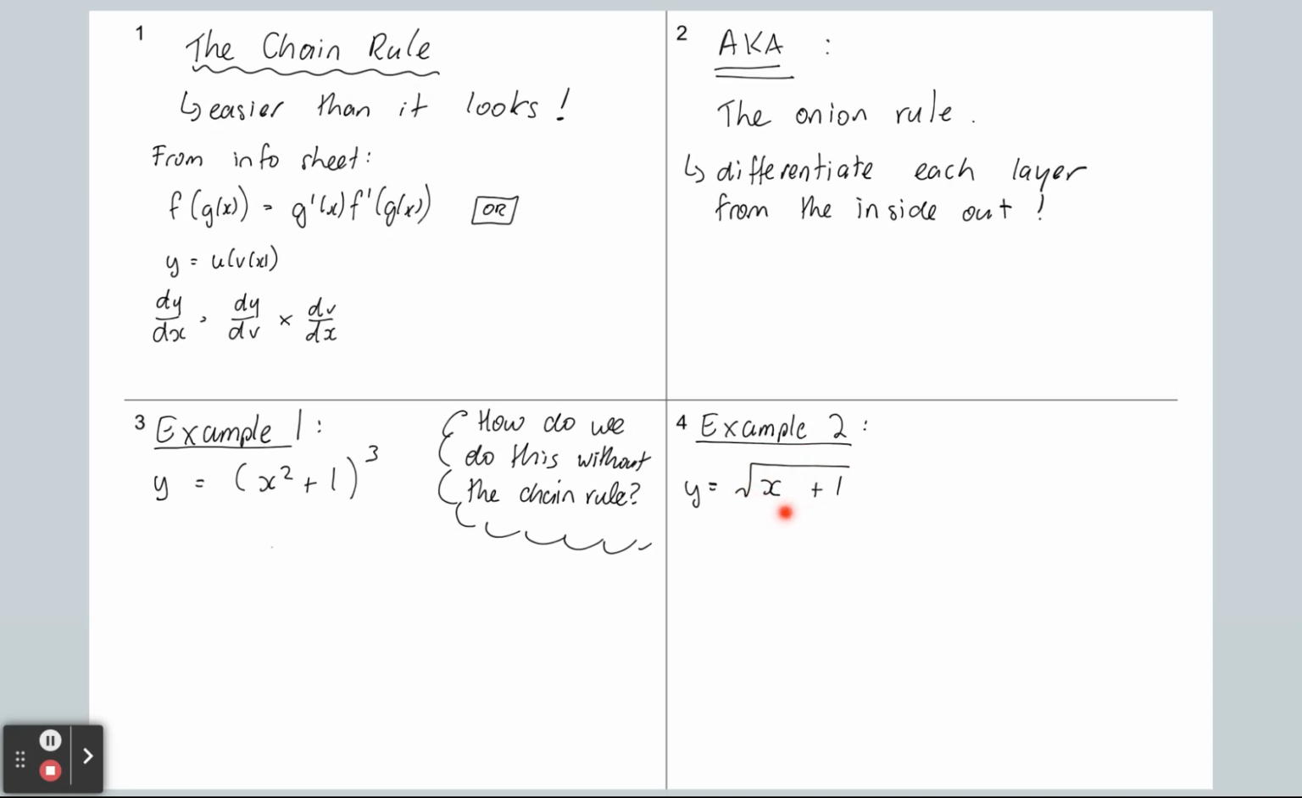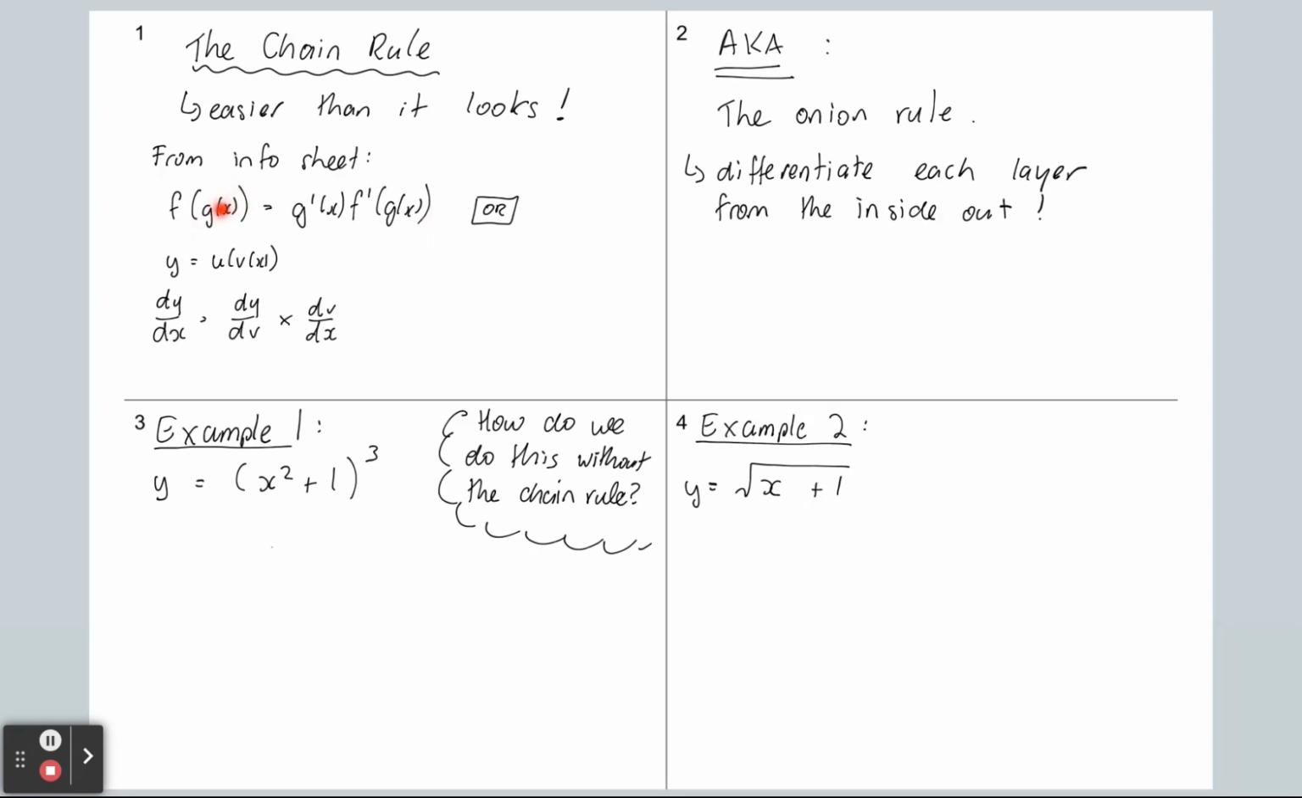And this one here actually can't be done using just the power rule because we don't know how to expand the square root of x plus 1 to get a power rule. And it certainly is not the square root of x plus the square root of 1, in case you were thinking it was. Now, if you have a look at your information sheet, you'll see one of these two forms to describe the chain rule.